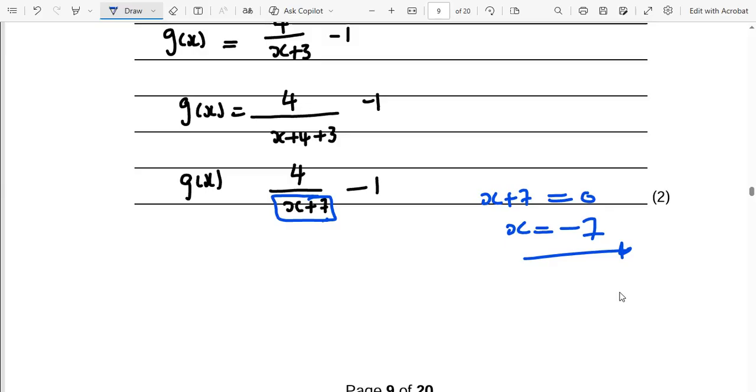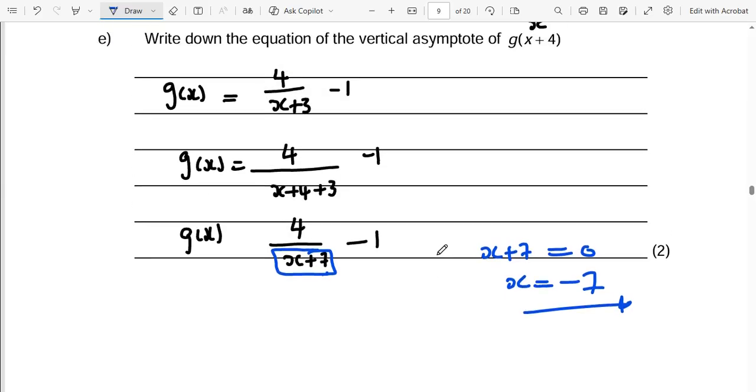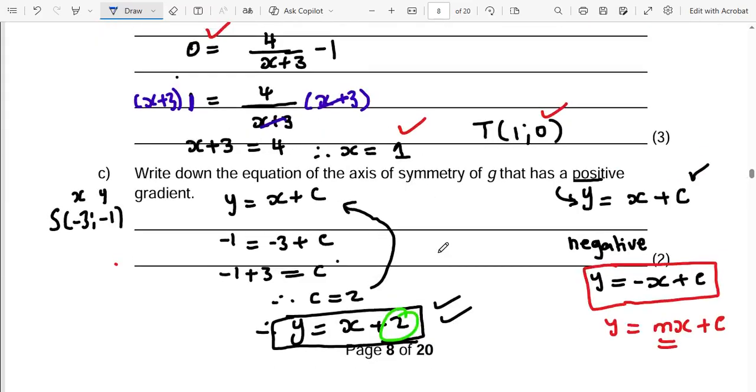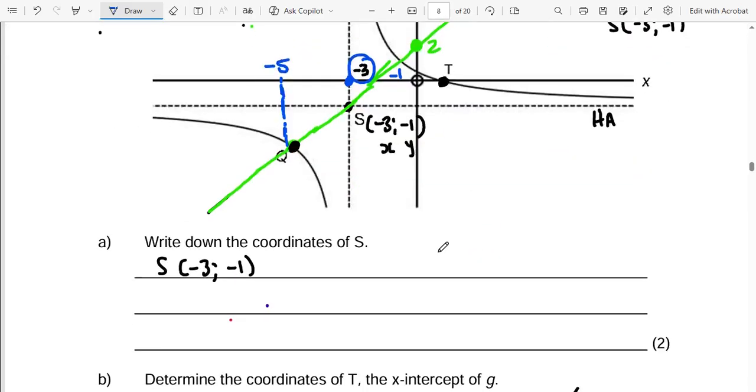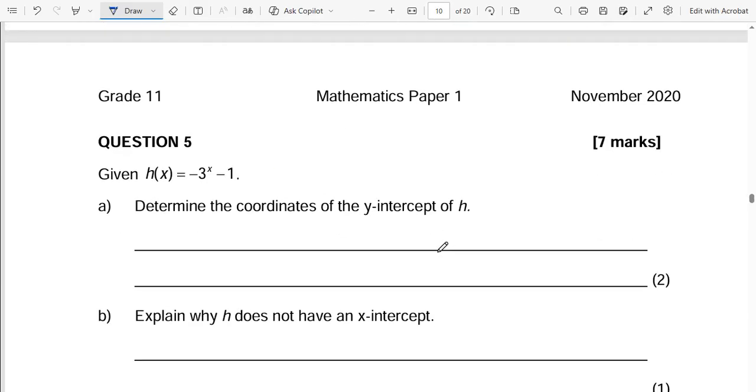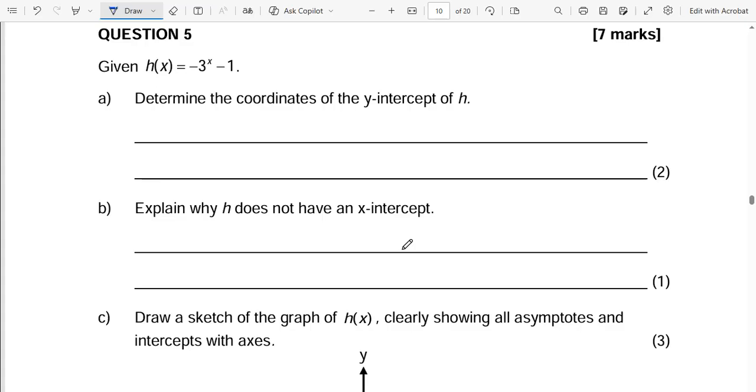Wow, I think you guys are really enjoying this one. That was an easy question. How many marks for this question? 14 marks. Okay, there it is. Now you understand how this works.